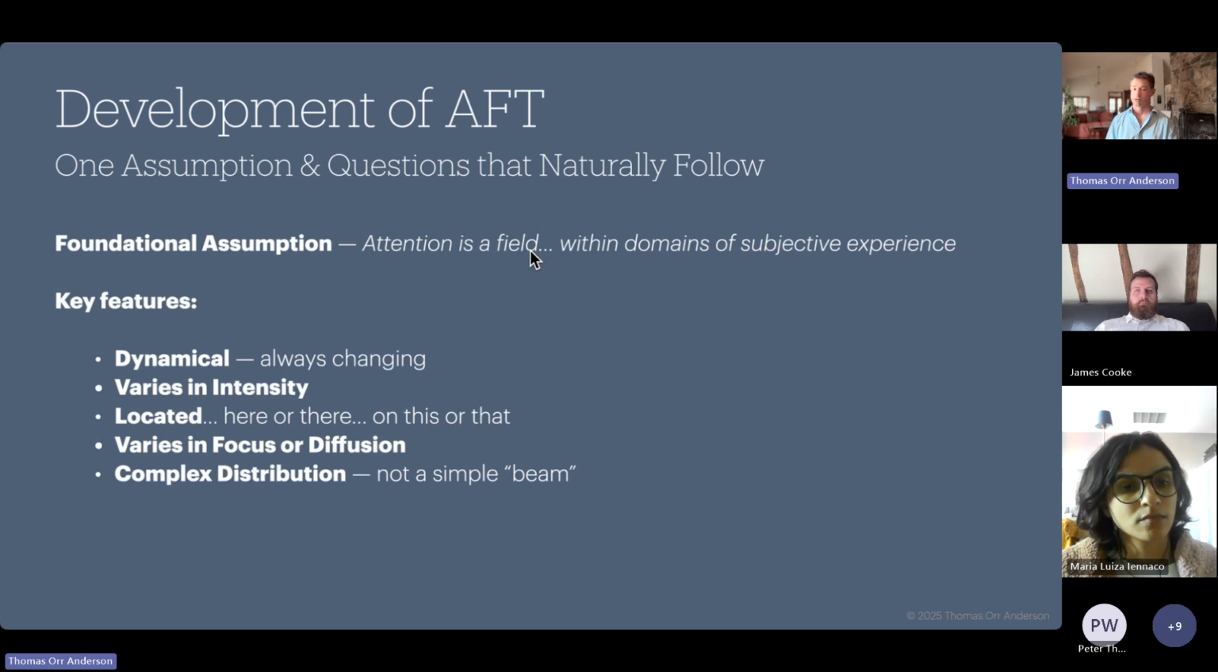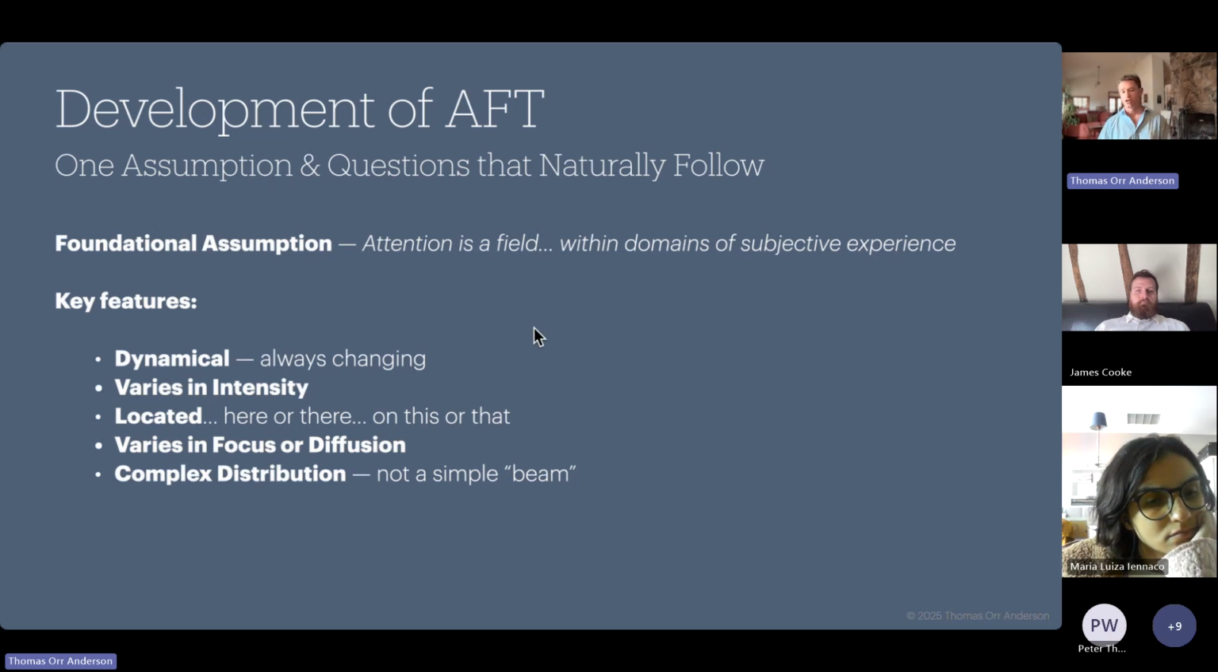The foundational assumption is that attention is a field within the domains of subjective experience. To be clear, I'm not proposing that attention is some sort of physical field, but rather that attention is like a field within the domains of our subjective experience, or rather within our model. So it's a field-like phenomenon within the model that is our total domain of conscious or subjective experience.